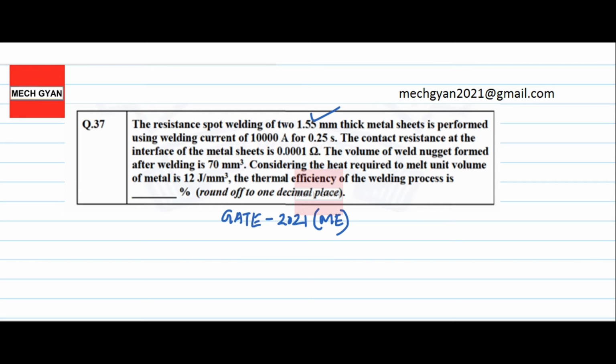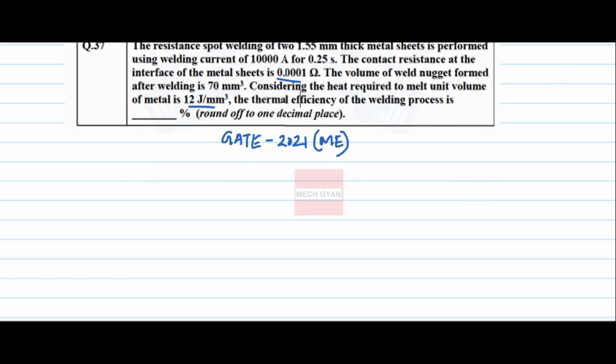amps for 0.25 seconds. The contact resistance at the interface of the metal sheet is 0.0001 ohms. The volume of the weld nugget formed after welding is 70 mm3. Considering the heat required to melt unit volume of metal is 12 joule per mm3, the thermal efficiency of the welding process is asked. So let us draw a diagram to explain this more in detail.